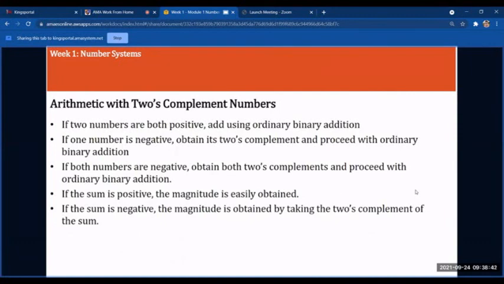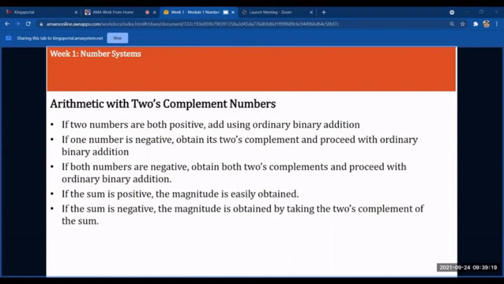So, arithmetic with 2's complement numbers. If the two numbers are both positive, add using ordinary binary addition. If one is negative, obtain its 2's complement and proceed with ordinary binary addition. If both numbers are negative, obtain both 2's complements and proceed with binary addition. If the sum is positive, the magnitude is easily obtained. If the sum is negative, the magnitude is obtained by taking the 2's complement of the sum.